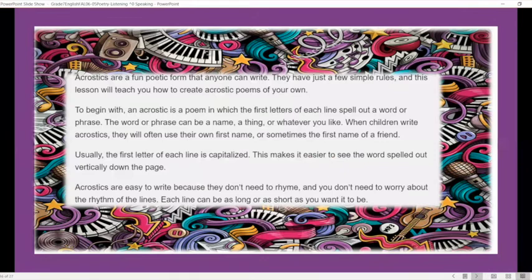Okay, now they are really fun to write. And there are a few things we need to remember. So I'm going to read this through to you, so just listen very carefully.